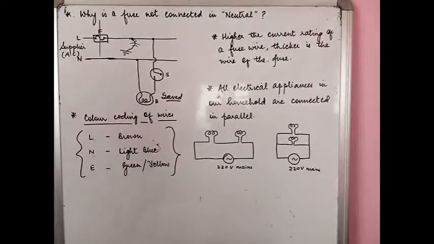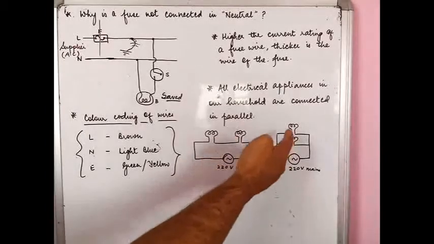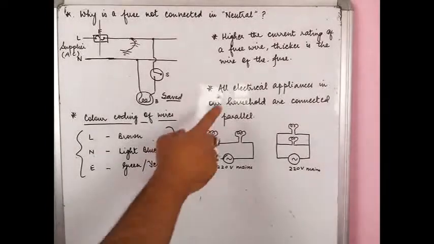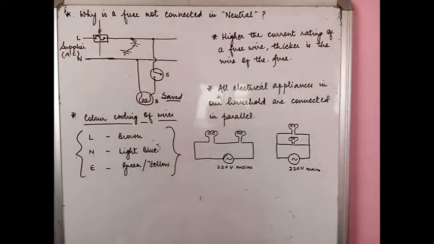Now coming to one more important aspect, all electrical appliances in our household are connected in parallel. You see, I already told you in the previous chapter, current electricity, that all electrical appliances will have some resistance or the other, and resistance can have two combinations, series combination and parallel combination. What is preferred in our household circuits is parallel combination because of a number of reasons. The reasons I'll explain just now. You see, all electrical appliances in our household are connected in parallel.